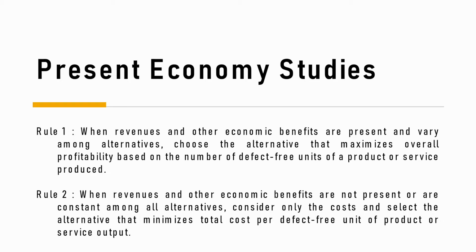Kapag yung revenue is present, ang pipiliin natin kung ano yung alternative na bibigay ng maximum profit. And then yung isa naman, kapag hindi sinabi yung revenue or other economic benefits, ang pipiliin natin yung mag-minimize ng total cost. So ang goal natin, maximize yung overall profitability and then minimize natin yung total cost, considering yung mga number of defect-free units of product. Next, total cost and material selection.